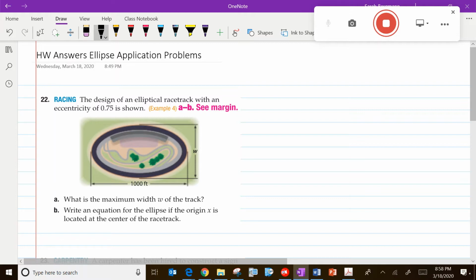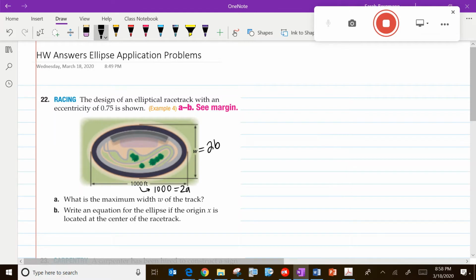So, number 22: the design of the elliptical racetrack with an eccentricity of 0.75 is shown. What's the maximum width W of the track? So W is along the minor axis, so we know W is equal to 2 times B. 1,000 has to be equal to 2 times A since it's the major axis.